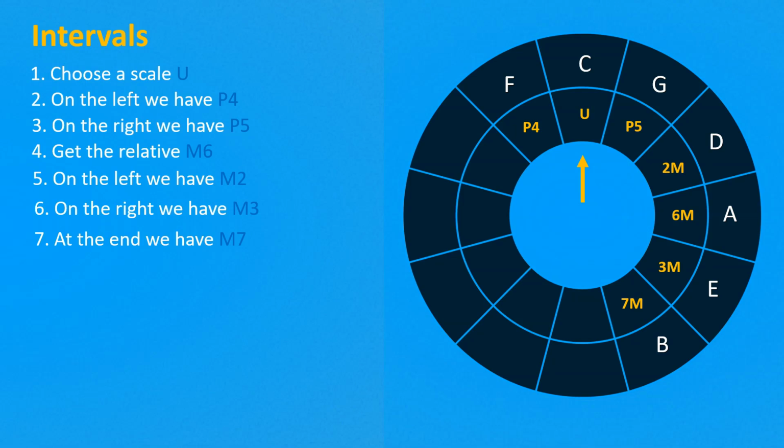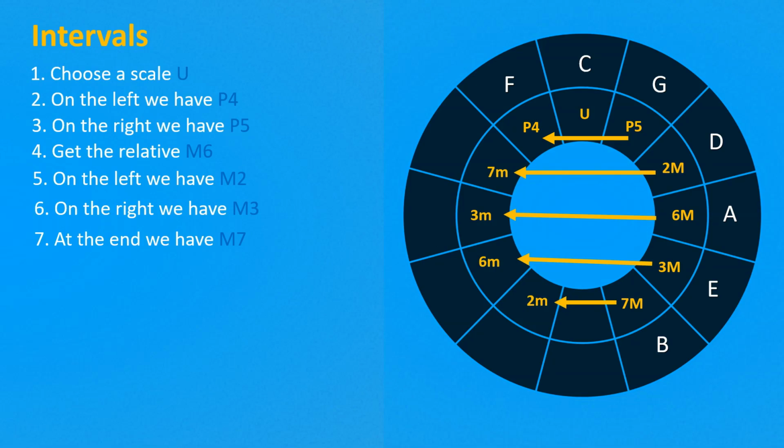In order to get the minor scales, we can use a simple trick. We can call this trick the rule of 9. 5 plus 4, 2 plus 7, 6 plus 3, 3 plus 6, 7 plus 2. And at the end we have the tritone.